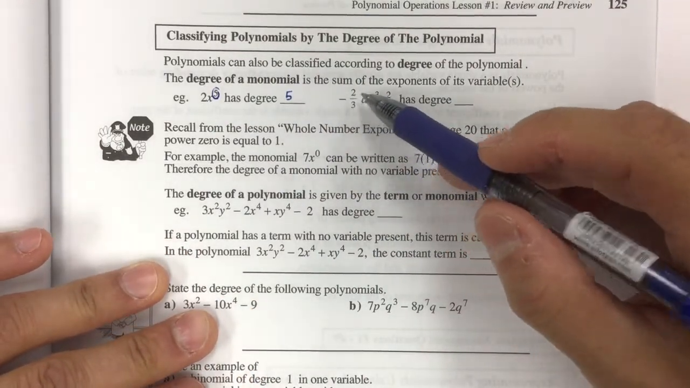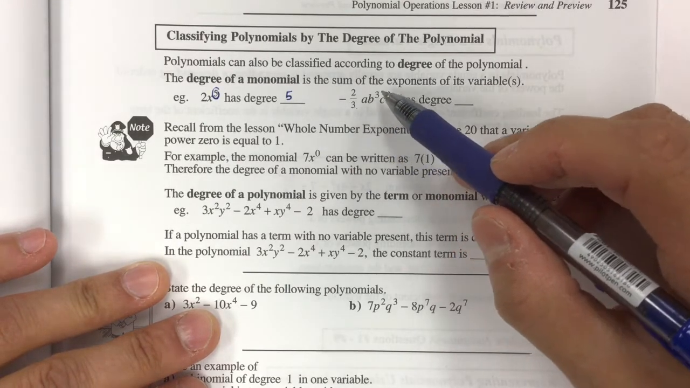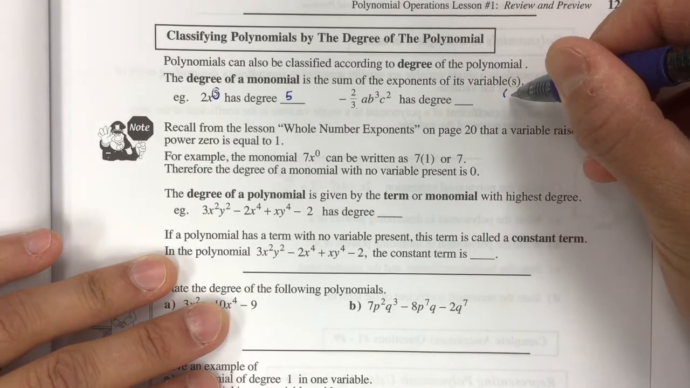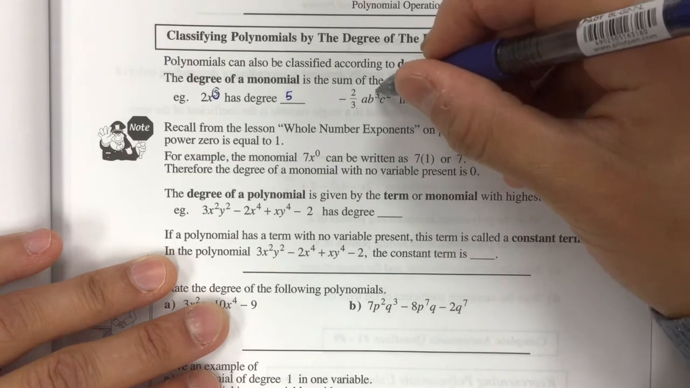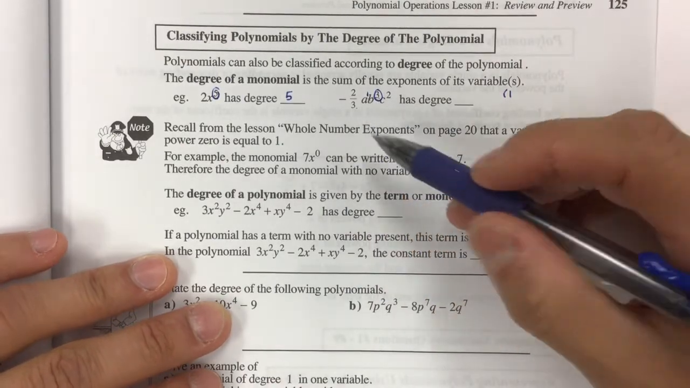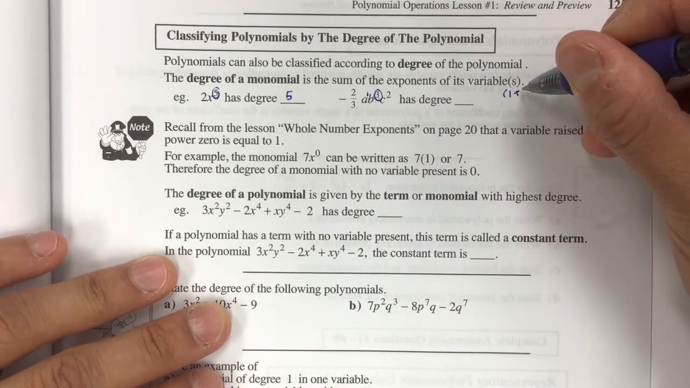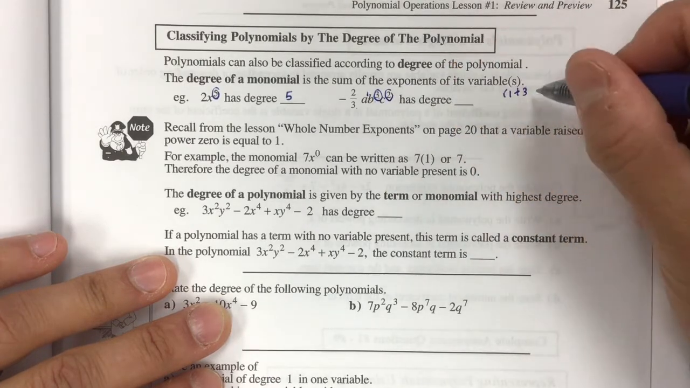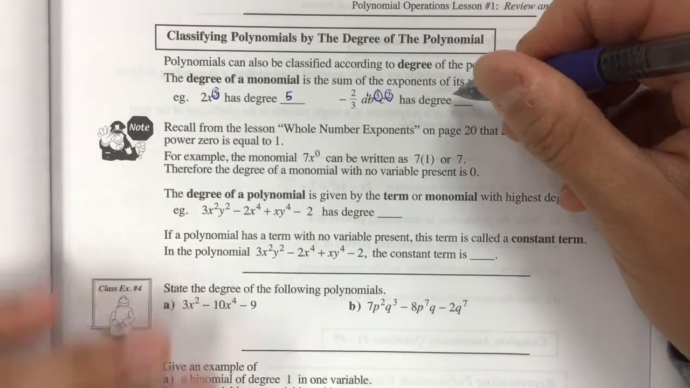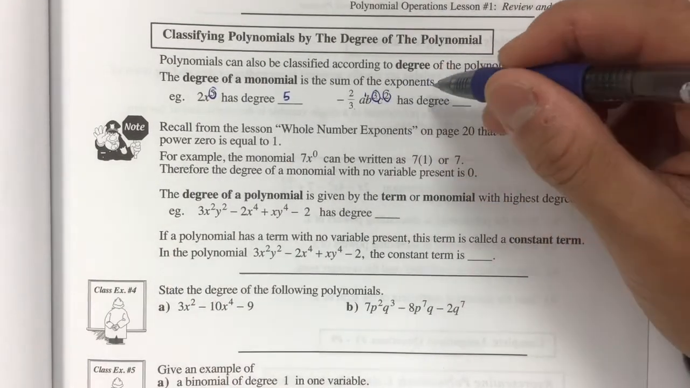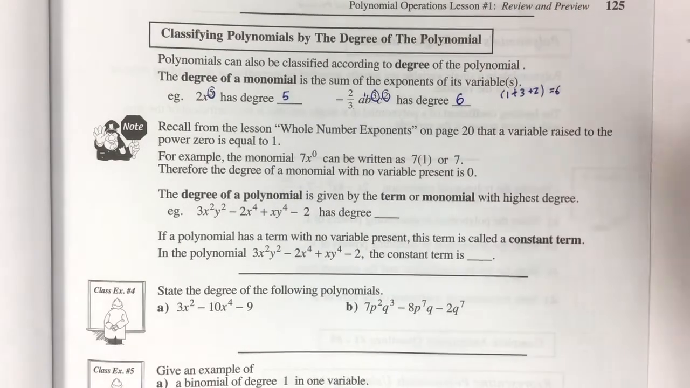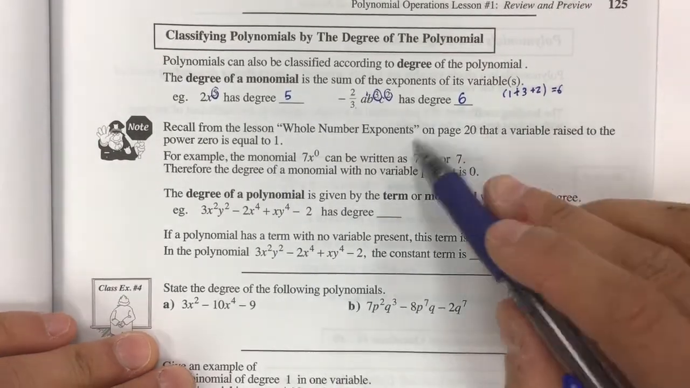Negative 2/3 ab cubed c squared has a degree of, well, on the 2/3, I have no variable. On the variable, a has an exponent of 1 on it, b has an exponent of 3, and c has an exponent of 2. So 1 plus 3 plus 2 is equal to 6. We would say that negative 2/3 ab cubed c squared has a degree of 6, where I just add up all the exponents.